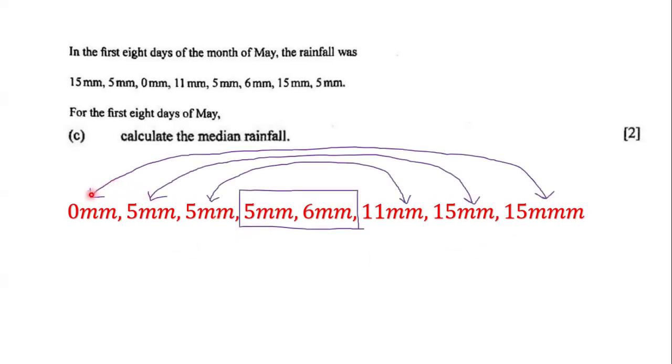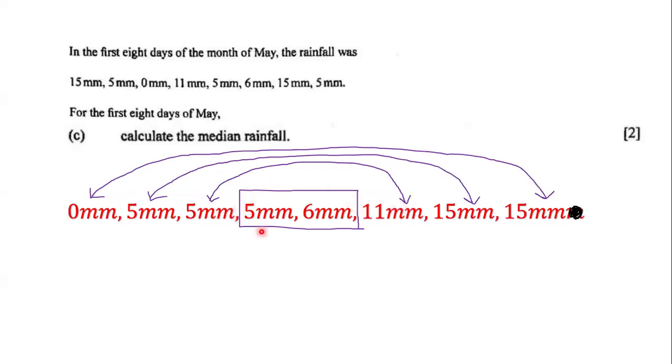So we have 0 connects with 15. All right. And by the way, this is not supposed to be 3 M's. It's only supposed to be 2 M's. So let's move this. Do not include that M. So we have 0 millimeters, and that connects with 15 millimeters. Then we have 5, and that connects with this 15. And we have 5, and that connects with this 11.